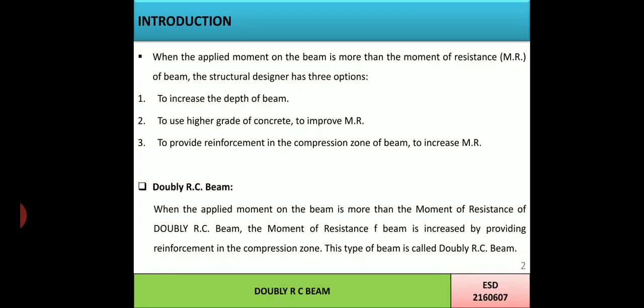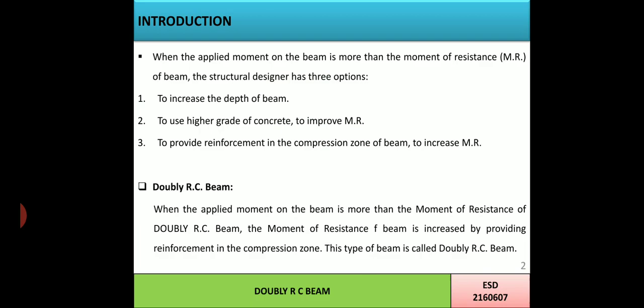First of all, we should understand the basic concept of the WRC beam. For that, first we need to understand why we need to provide the WRC beam. When the applied moment on the beam is more than the moment of resistance of the beam, the structural designer has three options. Number one, to increase the depth of the beam. Second, to use higher grade of concrete to improve MR. MR means moment of resistance. And the third, to provide the reinforcement in the compression zone of the beam to increase its MR.